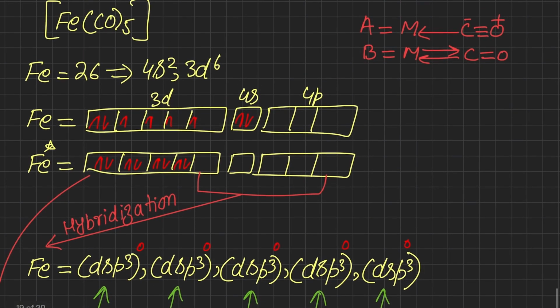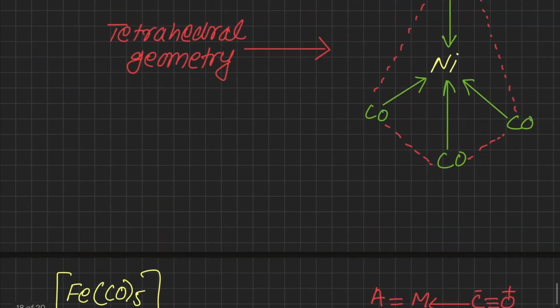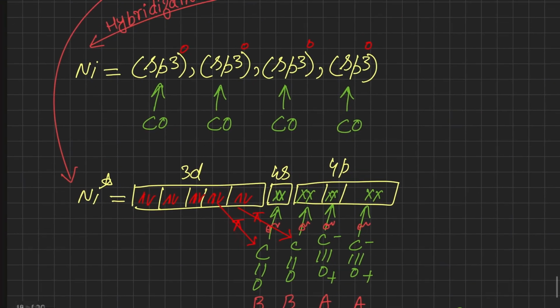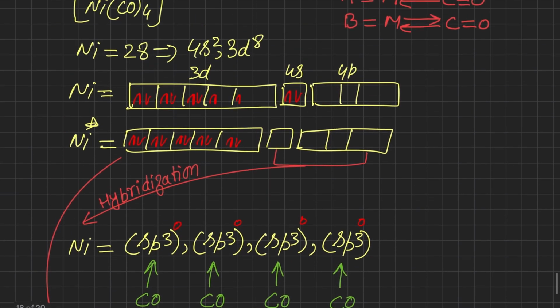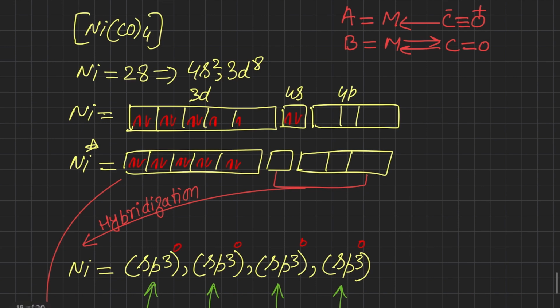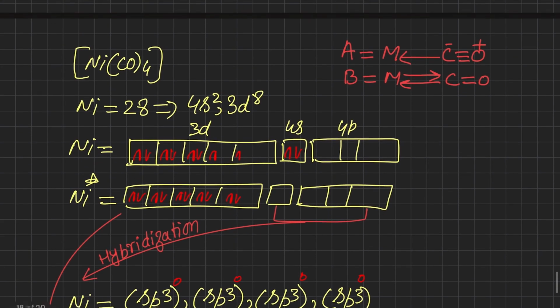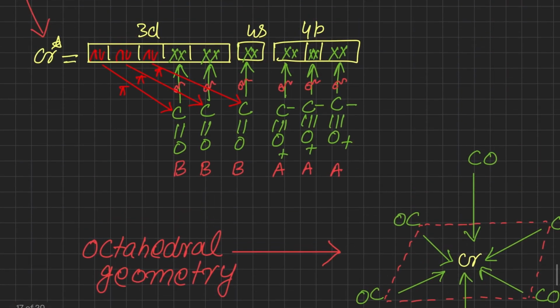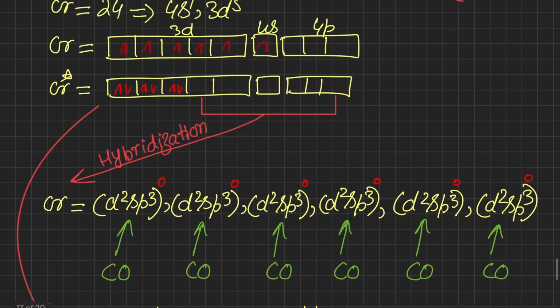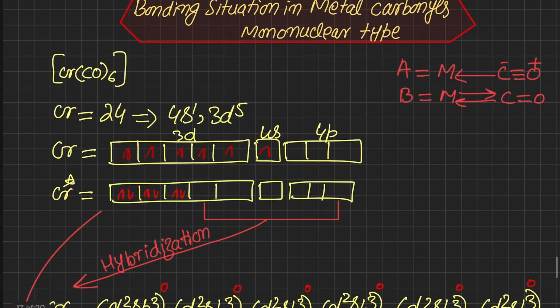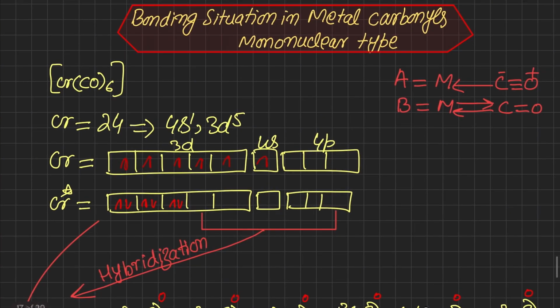All these examples were cases in which the coordination complexes were mononuclear, like there was only one atom of metal that was surrounded by a number of carbonyls. In the next lecture, we will see some bonding situations in multinuclear metal carbonyls where there is more than one central metal atom or ion.